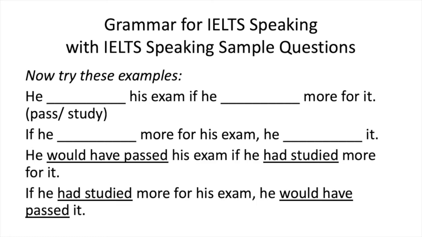Let's look at the answers. For the first sentence, we need would have passed in the first gap and had studied, the past perfect, in the second gap, because this gap is after the word if. And again, you'll notice we can invert the sentence like we have on the second one, so we put had studied in the first gap and would have passed in the second gap.